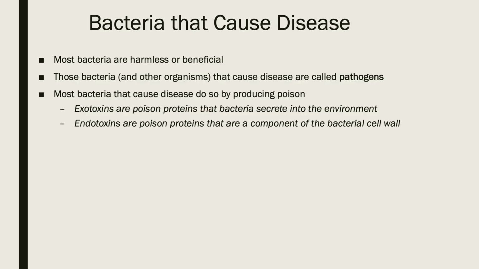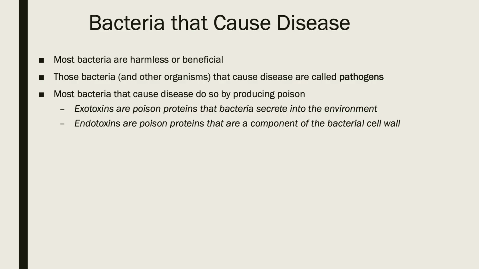And then some bacteria that cause disease. So we looked at some of the endospore forming species that can definitely cause anthrax, tetanus, botulism, etc. But keep in mind that most bacteria are good for us or they're neutral. They don't help or hurt us. They just exist. But those bacteria that make us sick, we call pathogens. So these are the disease-causing organisms.